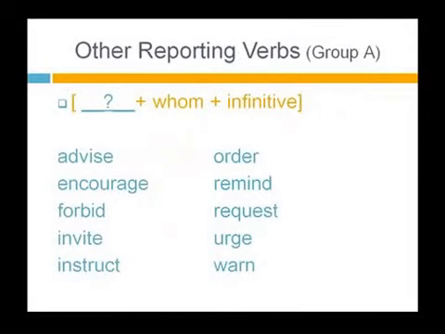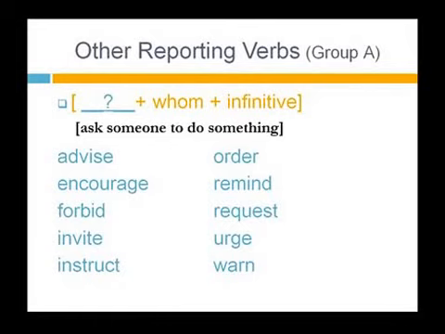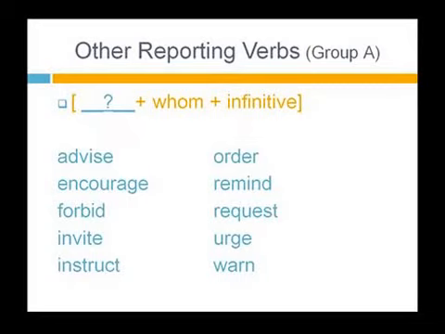Some reporting verbs, we'll call them Group A, use this structure. It's the reporting verb plus an object, whom, plus the infinitive. It's the same structure used for ask and tell. Ask someone to do something. Tell someone to do something. Now you can use this structure with these verbs: advise, encourage, forbid, invite, instruct, order, remind, request, urge, and warn.